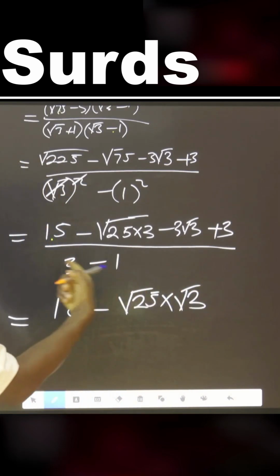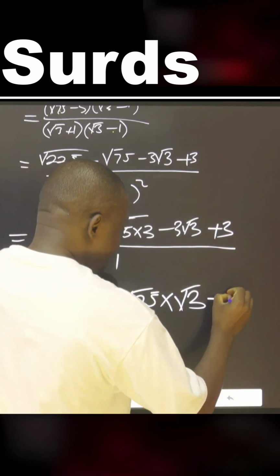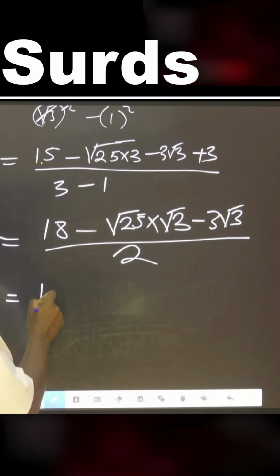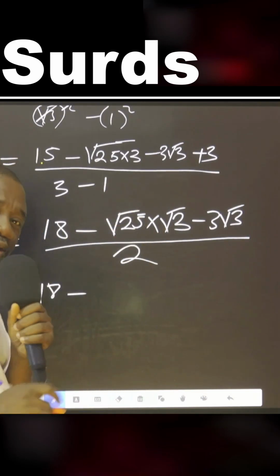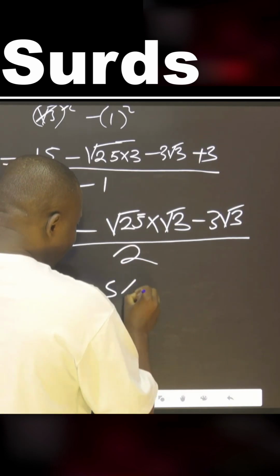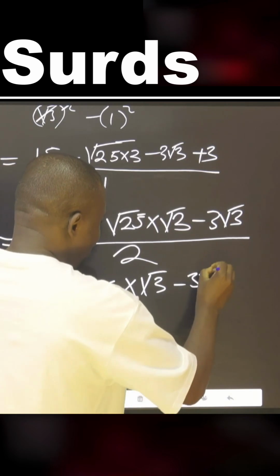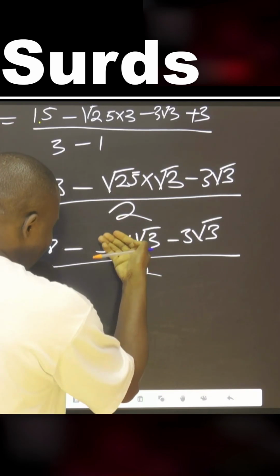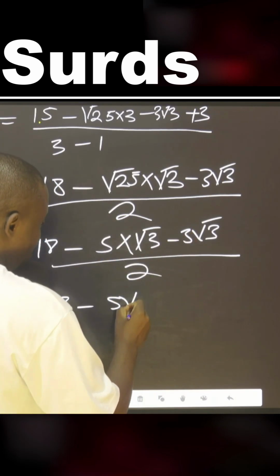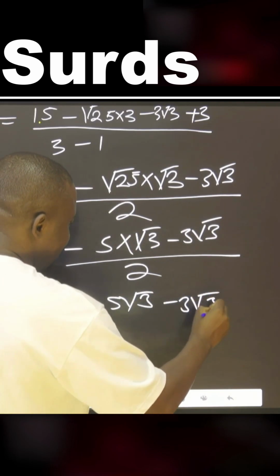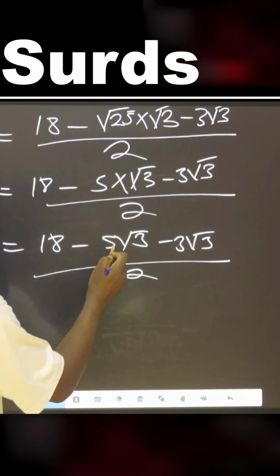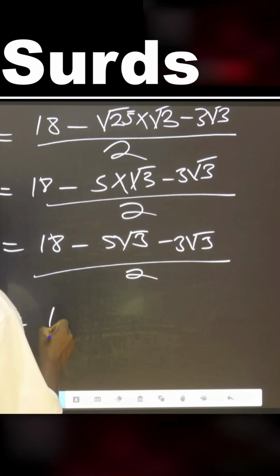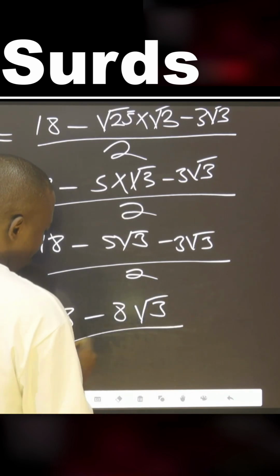You can expand them like this. Minus 3 square root of 3 all over 2. Okay? Equals 18 minus. What is the square root of 25? That is 5. Multiply by square root of 3 minus 3 square root of 3 all over 2. Now we have 18. This can also be written as 5 square root of 3 minus 3 square root of 3 all over 2. What is the meaning of this? Minus 5 minus 3, because this and this are the same. That is minus 8. 18 minus 8 square root of 3 all over 2.